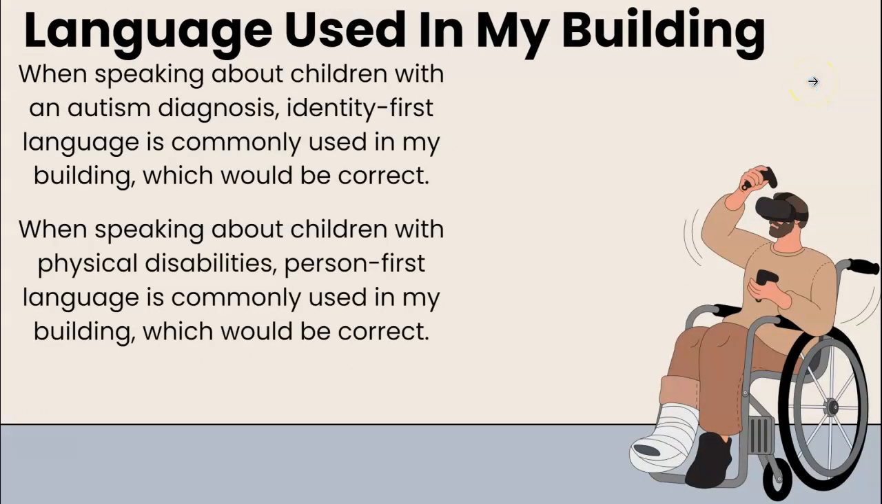Language used in my building. I'm fortunate to work in a very positive atmosphere. When speaking about children with an autistic diagnosis, we tend to use identity-first language in our building, which would be correct. So we say the autistic child. And when speaking about children with physical disabilities, in my building, we tend to use person-first language, which would also be correct. So we would say a child with a disability.